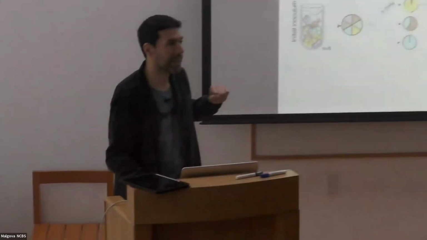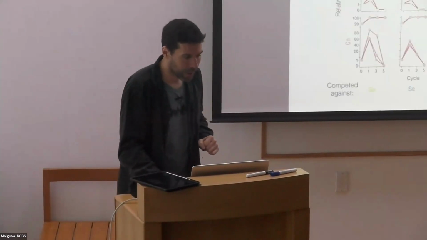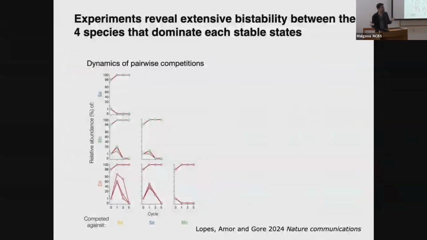So may I continue? Yeah, good. We wanted to know whether we could explain these 4 alternative stable states based on the pairwise competition between 2 species. So we took the 4 winners of the competition, the 4 that can take over the whole community at the end of the experiment, and then we did competitions between them. And what we saw is bistability everywhere, which is very uncommon in our experience.